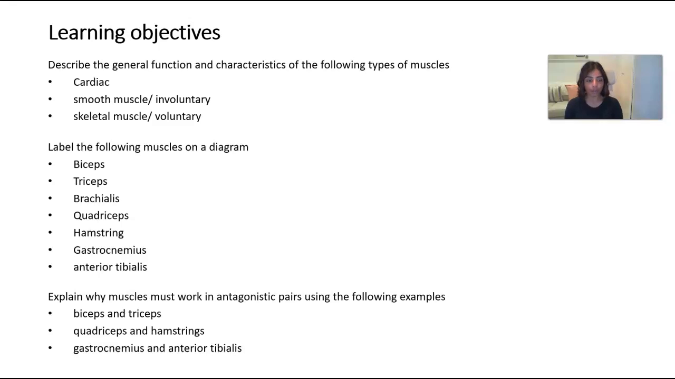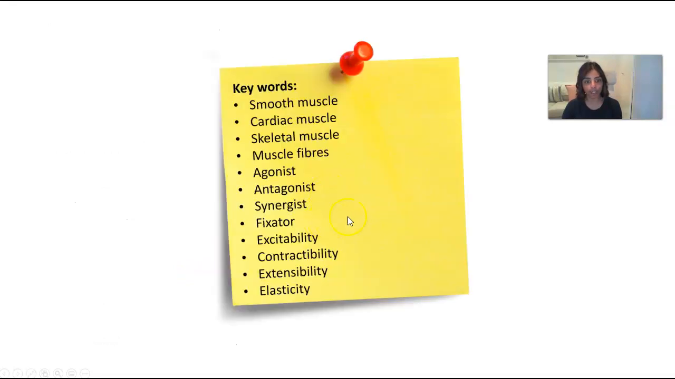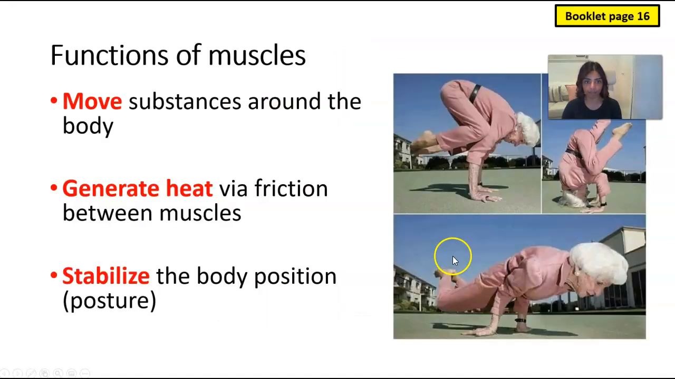Hopefully a lot of this stuff will seem quite familiar to you because we have already covered the different types of muscle tissue when we looked at cells in the first couple of booklets, and hopefully you may recognize some of these muscle names from general knowledge. These are the key words associated with this lesson, and it is important that you are able to use them appropriately when writing test answers.